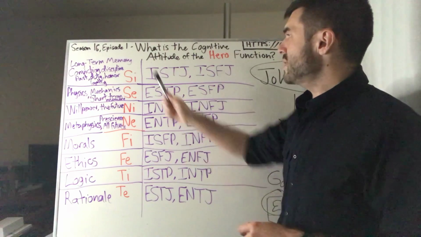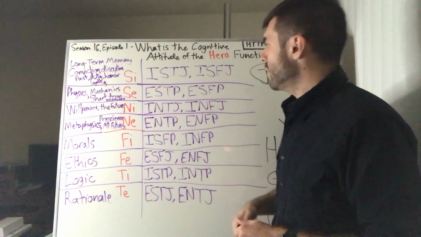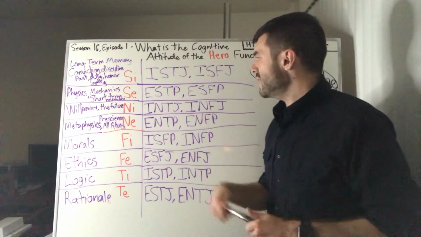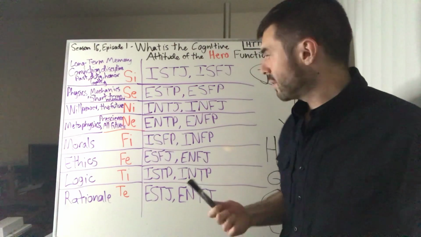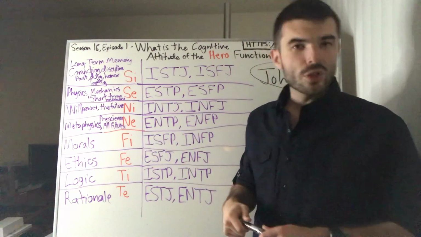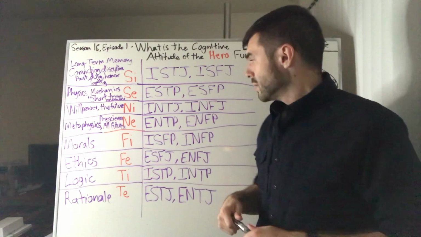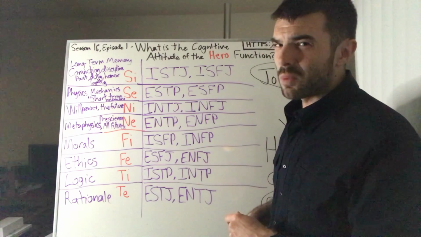ISTJs and ISFJs have SI hero. ESTPs and ESFPs have SE hero. INTJs and INFJs have NI hero. ENTPs and ENFPs have NE hero, right? ISFPs and INFPs have FI hero. So immoral. Yet so self-centered, right? No, just kidding. But not really.